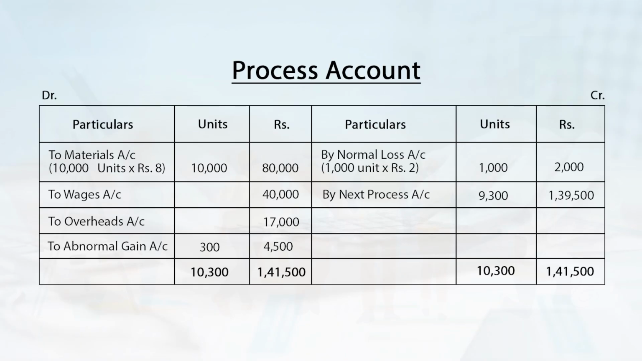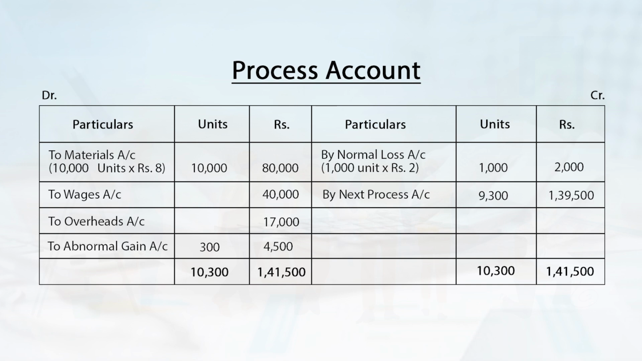Let us prepare the process account with 6 columns, 3 on the debit side and 3 on the credit side. First, we will write on the debit side. To materials account, 10,000 units is introduced at rupees 8. Therefore, in units column it is 10,000 units and rupees 80,000. The next is to wages account, rupees 40,000. To overheads account, rupees 17,000. On the credit side, by normal loss account, 1,000 units which are sold at rupees 2, in units column 1,000 and in amount column rupees 2,000.